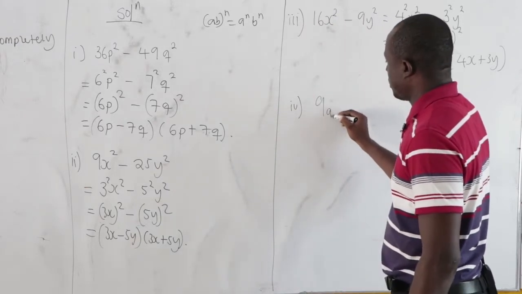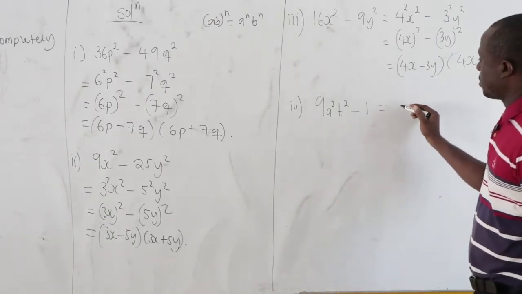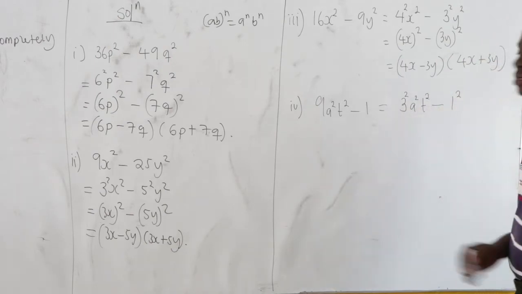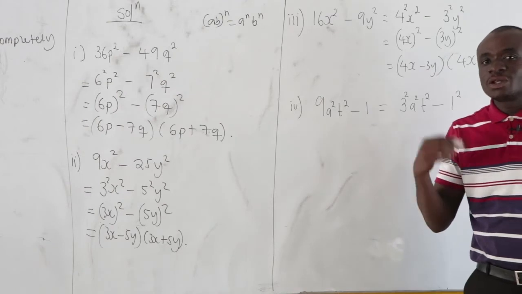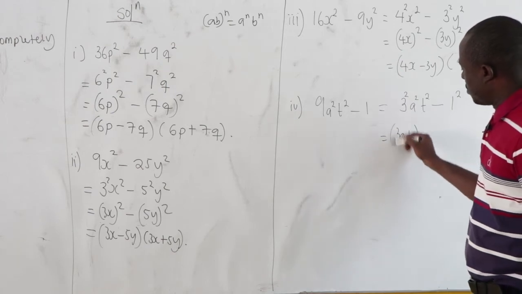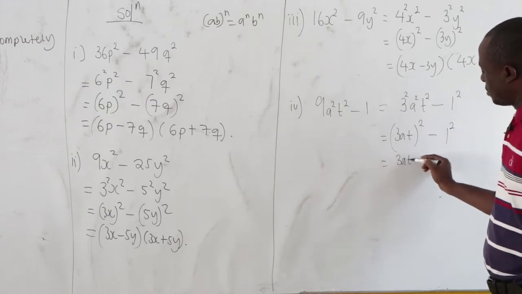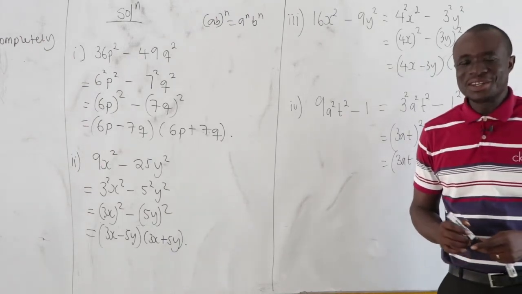Now let's see the fourth and final one. We have 9a squared t squared minus 1. And this is just 3 squared a squared t squared minus 1 squared. Now we know that (ab) all to the power n is a to the power n, b to the power n, and the same if you have abc all to the power n. So here, this is just (3at) all squared minus 1 squared. And this is just (3at minus 1), (3at plus 1). Very, very simple and interesting.